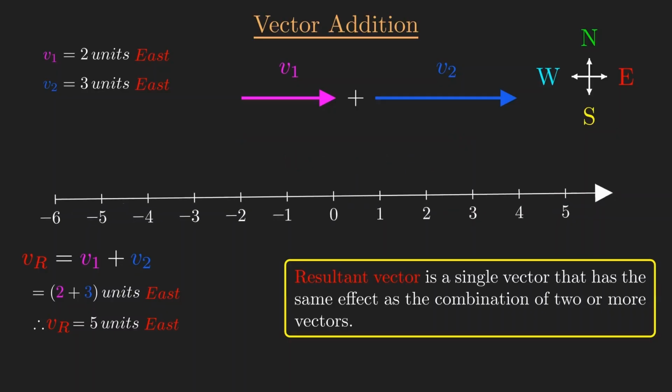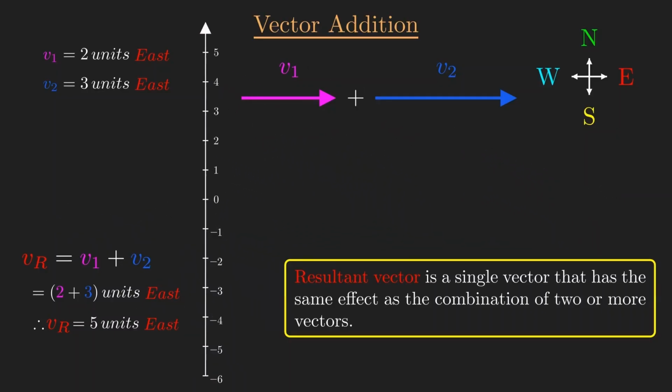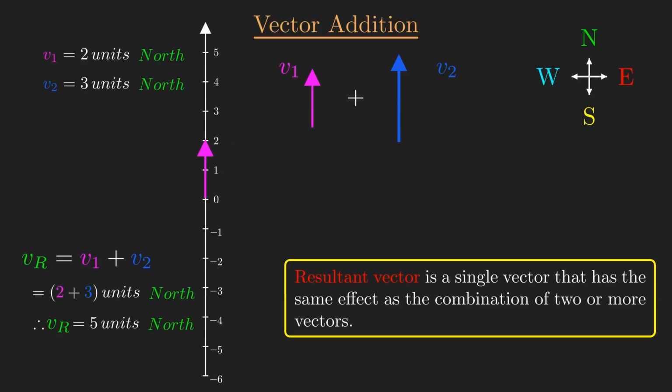And I will also demonstrate this. This also works the same way, even if we had these vectors pointing to the north. So we would apply the same principles there. So if v1 is 2 units north and v2 is 3 units north, then VR is going to be 5 units north. And that is our resultant vector there.